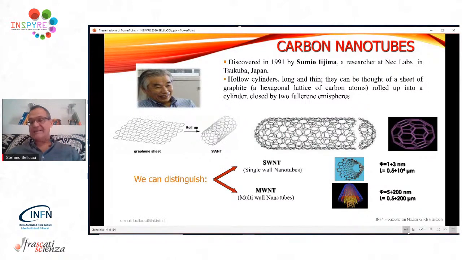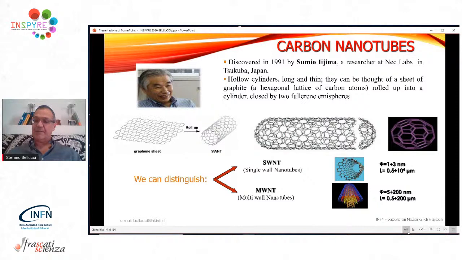More or less, the features are similar in the sense that the long and thin single wall nanotubes have a higher aspect ratio. The aspect ratio is simply the ratio of length over the diameter of the object. So in this case, we're talking about, I don't know, typically 10 to the 3, 10 to the 4 microns divided by 1 or 2 nanometers. So we're talking about a 10 to the 6, 10 to the 7 aspect ratio. So it's very, very high. 1 million or 10 million value for the aspect ratio.